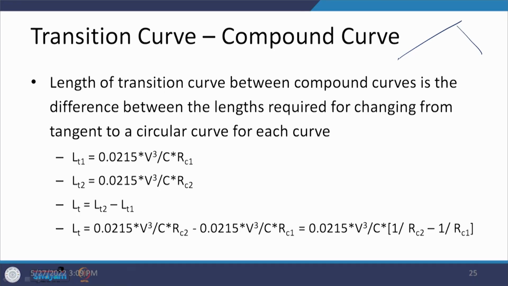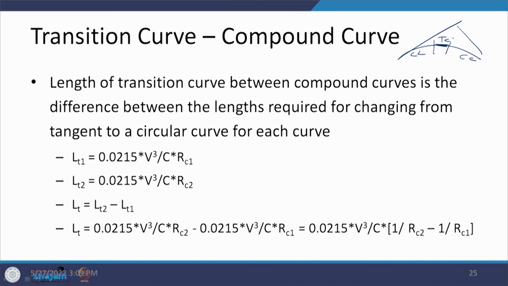Now, let us talk about another case, where you have a combination of curves. So, a compound curve situation is there. We have discussed this compound curve situation, that there are two curves like this. Now, the length of the transition curve between the compound curves is to be provided. So, here these have to be connected. You have a circular curve here, you have a circular curve here, and you have a transition curve in the center of these two, so that things become perfect.